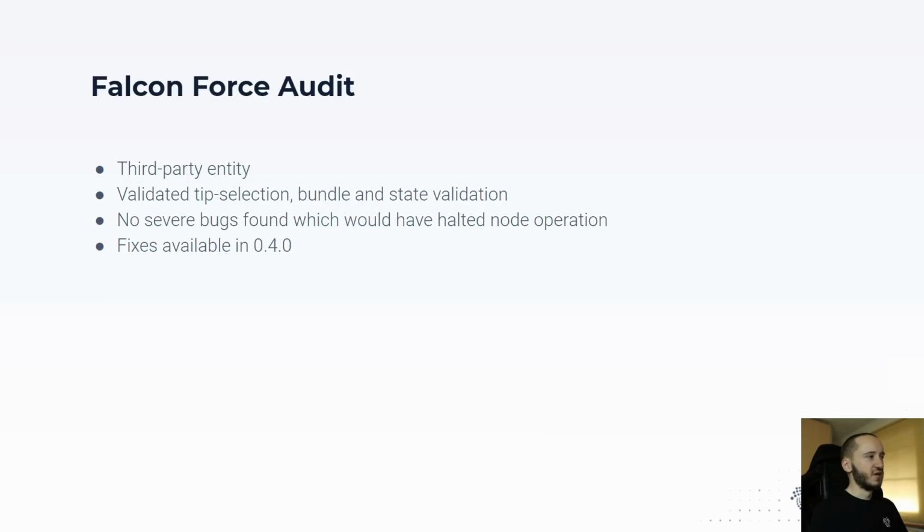We were also audited by a third-party company called Falcon Force, and they looked at the most crucial parts of the node: the tip selection, bundle, and state validation, making sure that there aren't any major bugs there. They didn't find any severe bugs which would have halted the network or the node. But they did find some bugs, of course, and those fixes are available in 0.4.